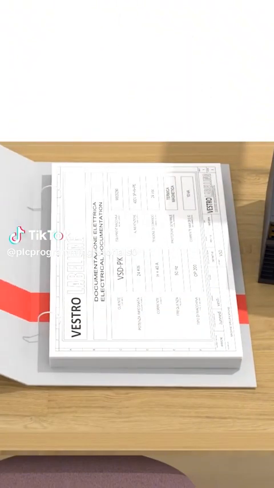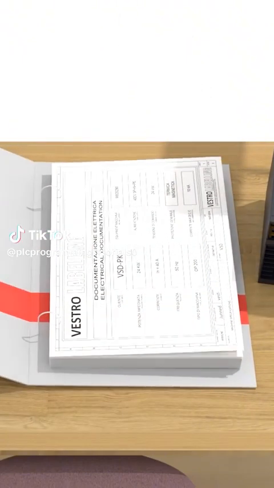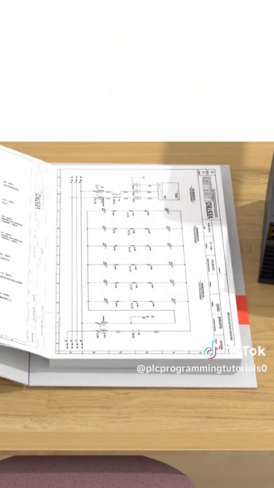In this video, we are continuing our series in which we are learning together how to read the electrical wiring diagram. Today, we will learn how to read the wiring diagram for the PLC.